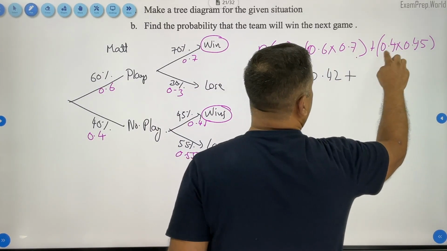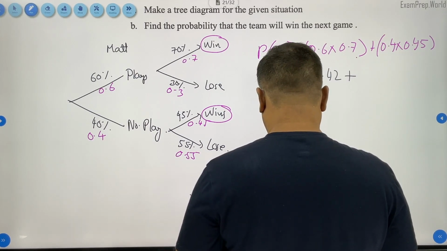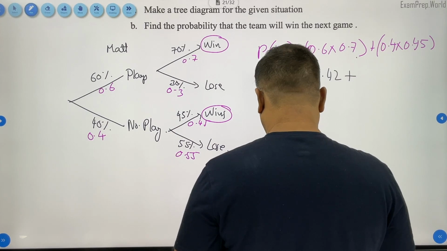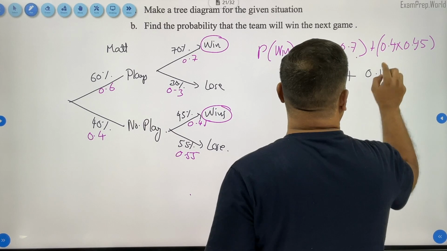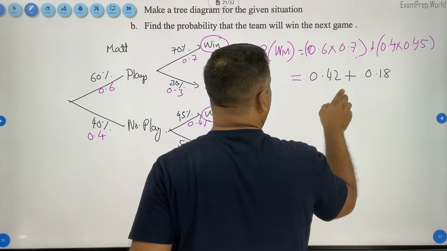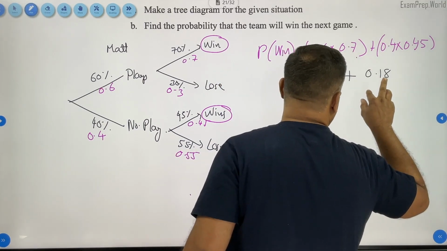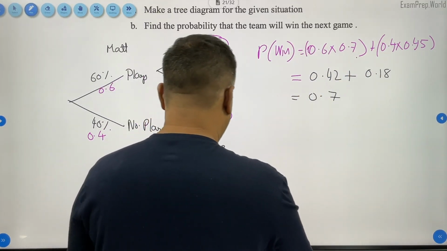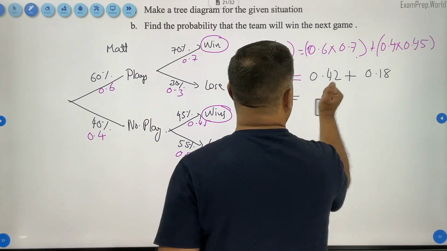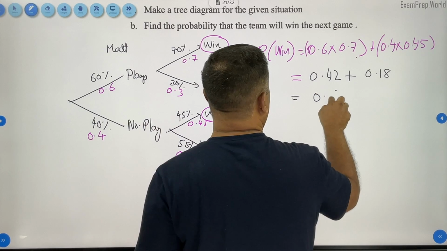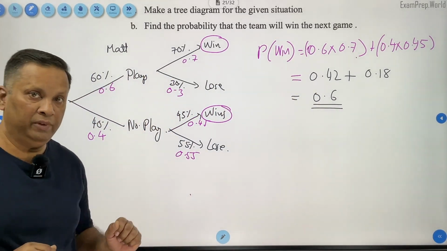0.42 plus 0.18. So if you add them, 0.42 plus 0.18 is 0.6. Now 0.6, that is 60% is the chance that the team will win.